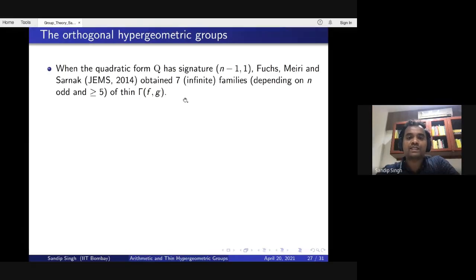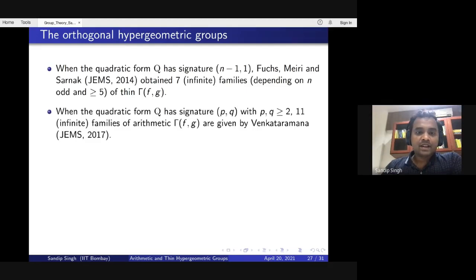In that case, we know that the associated hypergeometric group preserves a quadratic form and sits inside the corresponding orthogonal group as a Zariski-dense subgroup. When the quadratic form Q has signature (n-1, 1), Fuchs, Meiri, and Sarnak obtained 7 infinite families of thin hypergeometric groups, depending on n odd and greater than or equal to 5. When the quadratic form Q has signature (p, q), where p and q are greater than or equal to 2, 11 infinite families of arithmetic gamma f,g are given by Venkataramana.